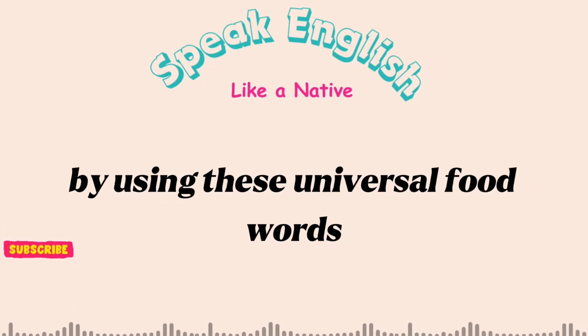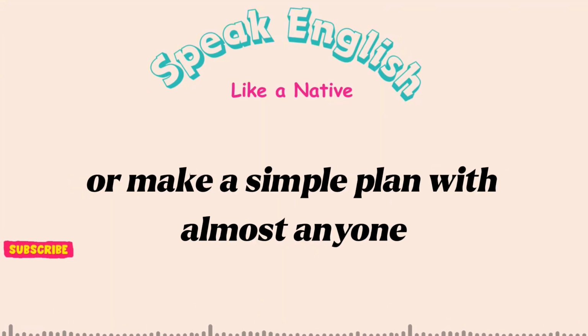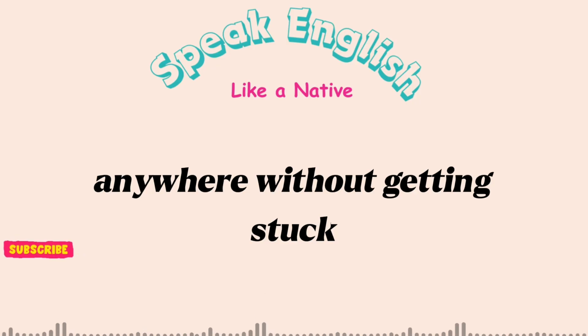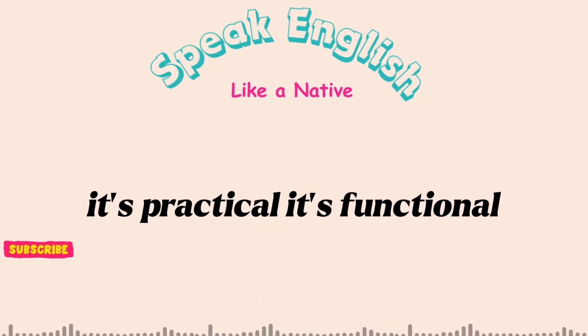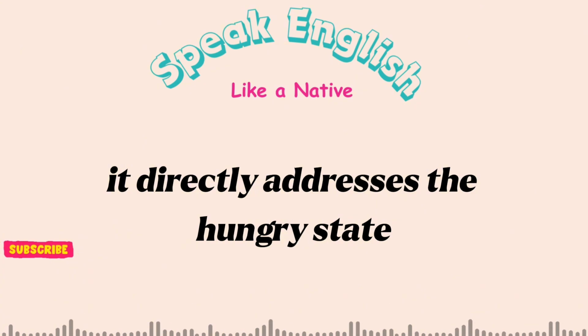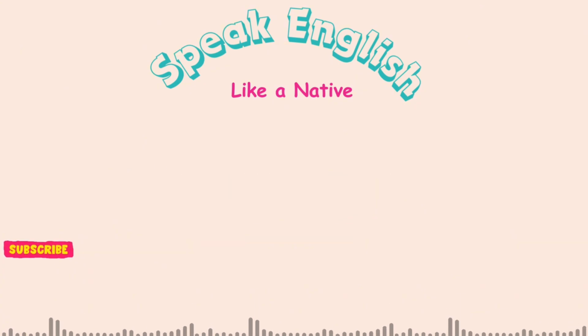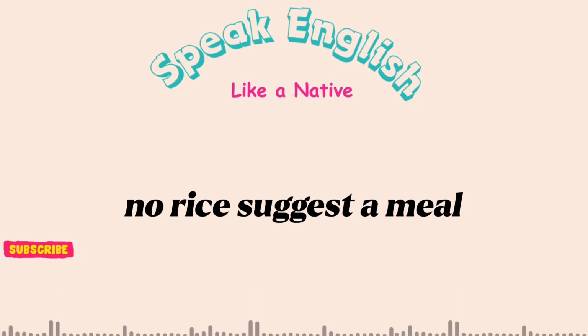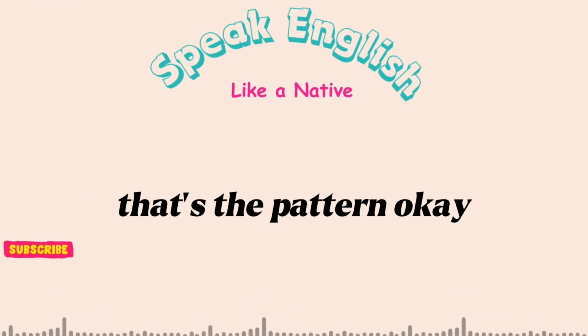By using these universal food words, you can quickly talk about a meal preference or make a simple plan with almost anyone, anywhere, without getting stuck trying to explain some local dish. It's practical, it's functional, it directly addresses the hungry state with nouns that facilitate action. No rice, suggest a meal. No fruit, suggest a snack. Solves the problem efficiently. That's the pattern.